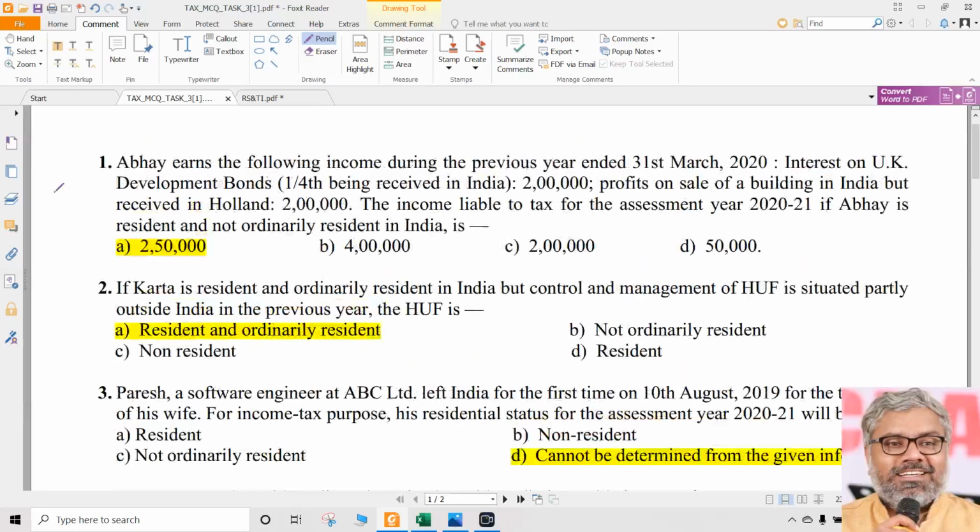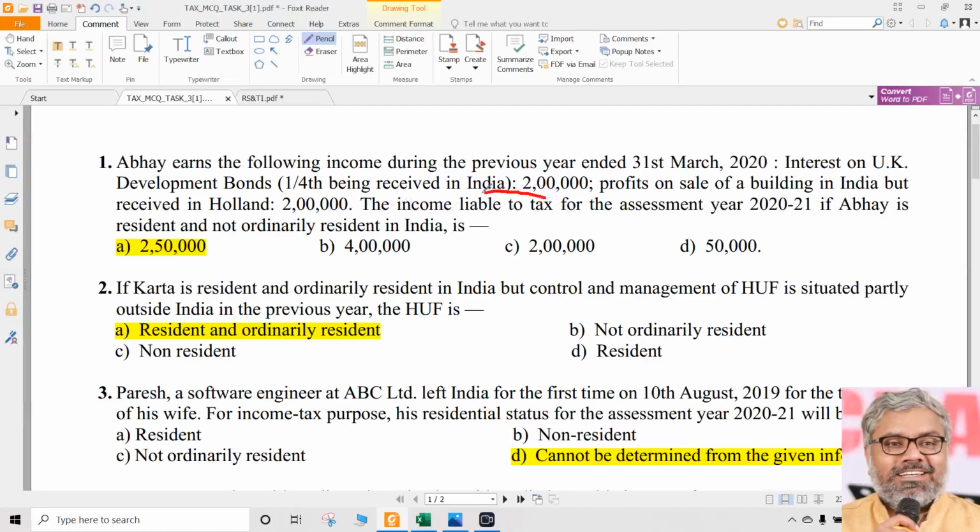So read the question carefully and answer the questions with the right approach, is what I'm talking about. First question: Abhay earns the following income during the previous year ended 31st March 2020. Interest on UK development bonds, 1/4 being received in India, and some 2 lakhs rupees is given. We don't know what it is. Profits on sale of a building in India but received in Holland somewhere. That is 2 lakhs. So income liable to tax.